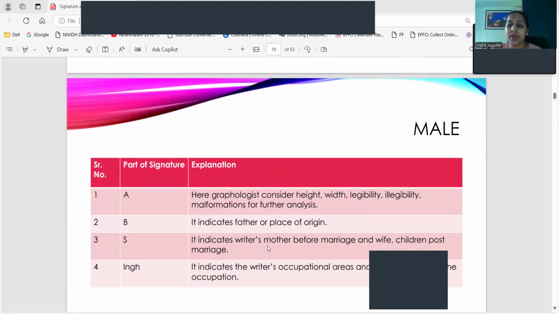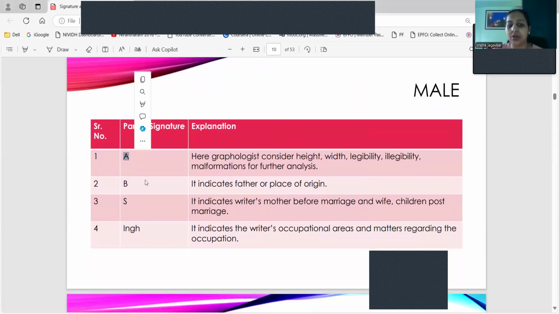Now, the anatomy of a signature when it's divided for a male, what it actually looks like. Now, A stands for AB Singh. A is the writer's initial. Here, the graphologist considers the height, width, legibility, illegibility, malformations for further analysis. The second part, that is the father's initial, indicates the place of origin of the writer as well as the father. Okay. From Singh, S indicates the mother before the marriage and wife and children after the marriage.